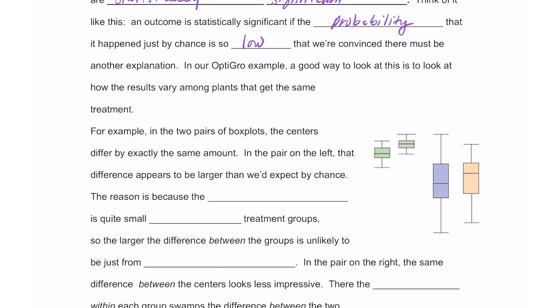And the reason is because the variation is quite small within the treatment groups. And I can see that because the box plots are smaller than the two on the right. So the larger difference between the groups is unlikely to be just from randomization.